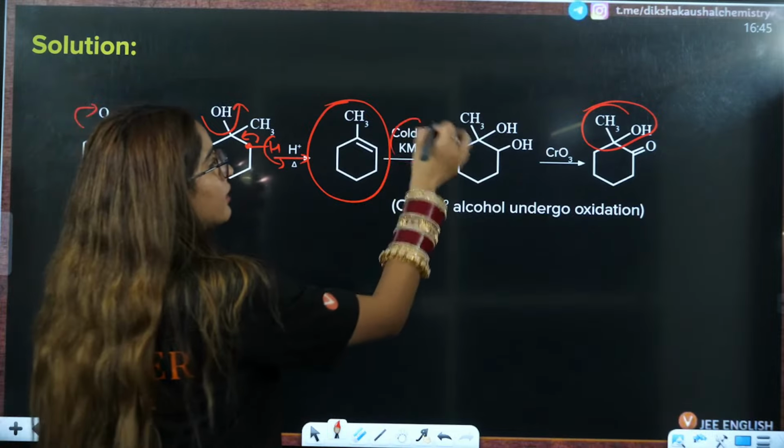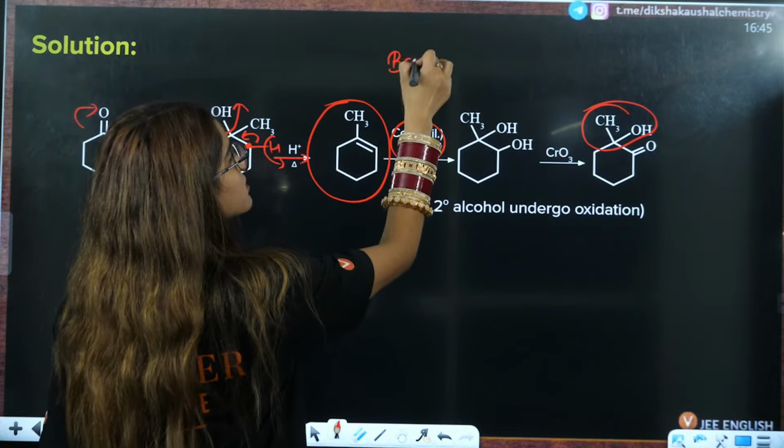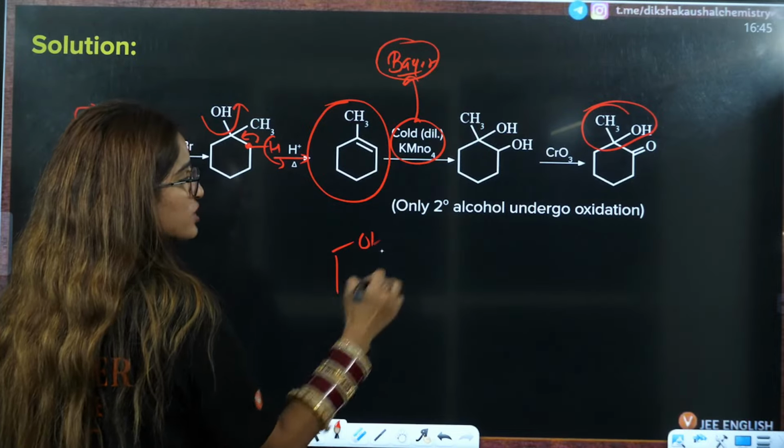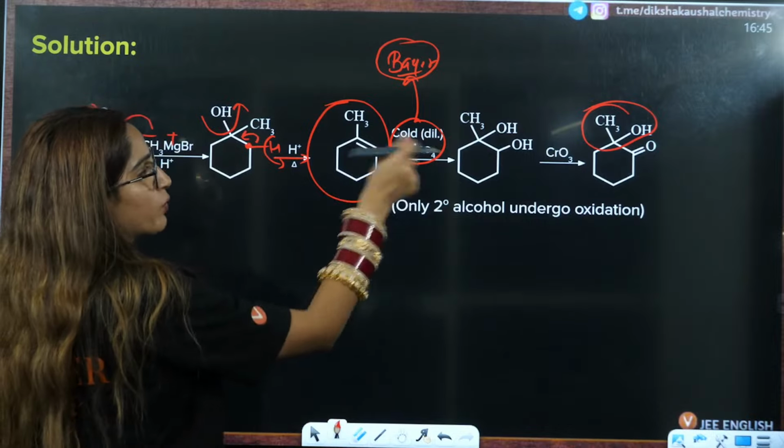This is your Baeyer's reagent. Okay, I'll just highlight it here. This is nothing but Baeyer's reagent. Baeyer's reagent breaks the double bond and attaches OH on both the sides. So this is what we did here.